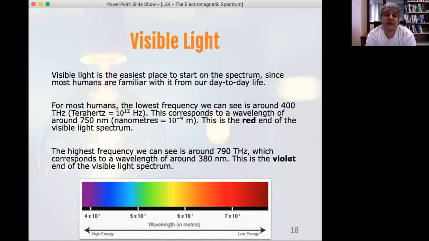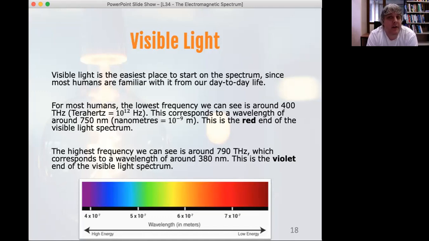Visible light is the easiest place to start because it's the one we're familiar with. We know that there's a bunch of different colors. We've seen it with rainbows, Roy G. Biv, if you've learned those: red, orange, yellow, green, blue, indigo, violet. And the image below on the slide, at the bottom of the slide, is that spectrum. It shows all the colors that we can see.